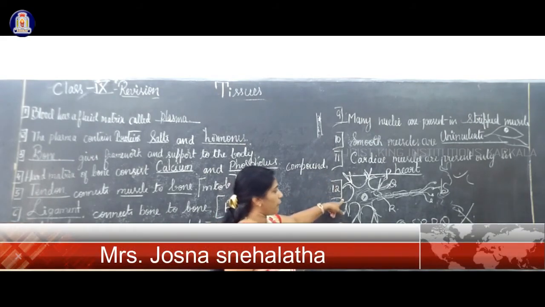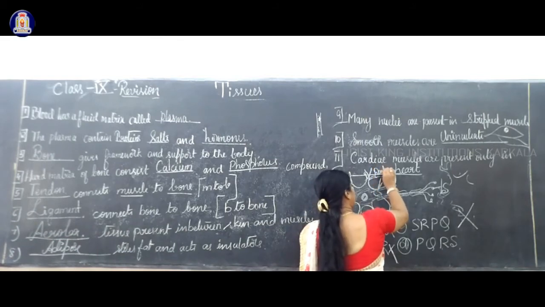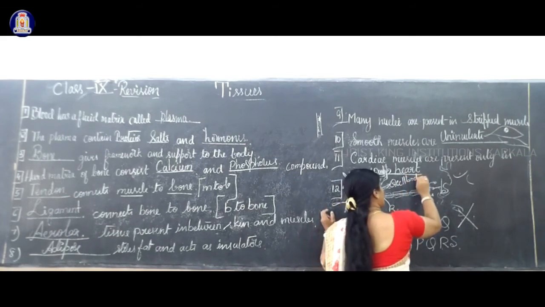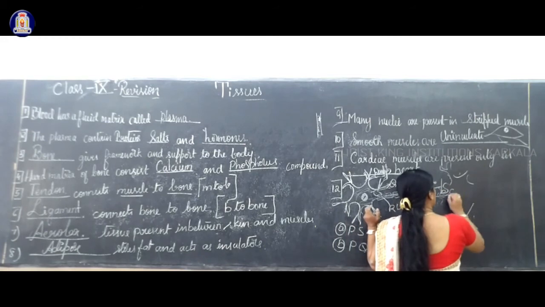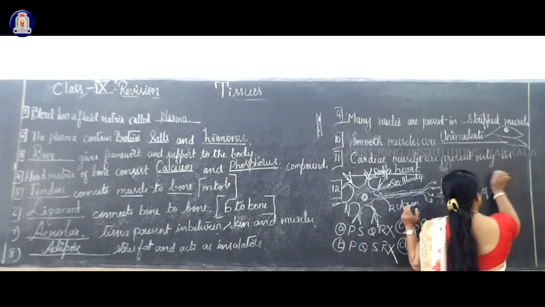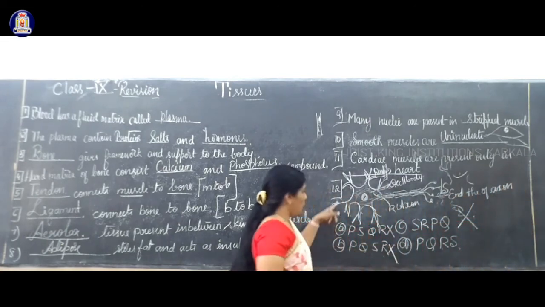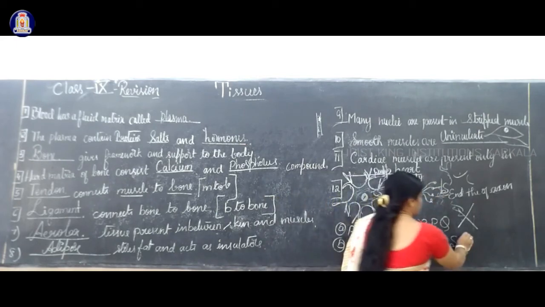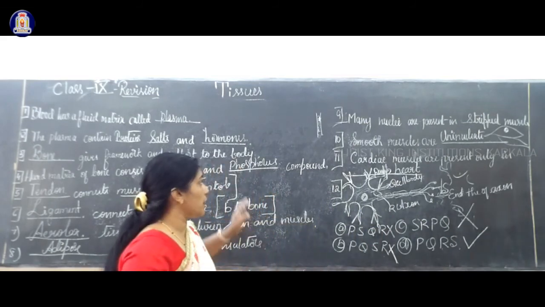The correct answer from the following is P, dendrite. Next one, cell body. Next one, axon. Next, end of the axon. Then it is the synapse, a gap between the two neurons. Now the option is P, Q, R, S. Yes, this option is correct. So this is a 1 mark question related to your lesson.